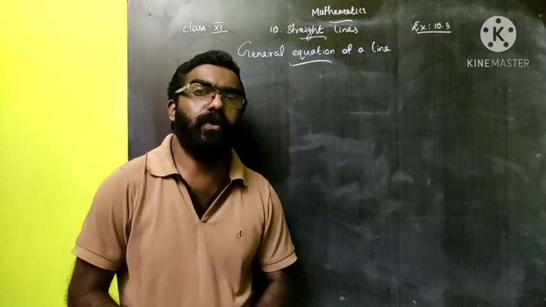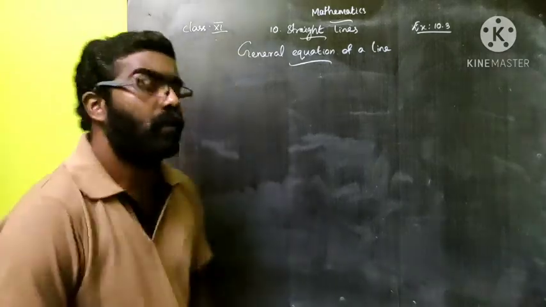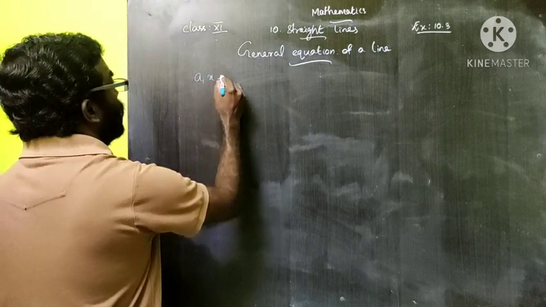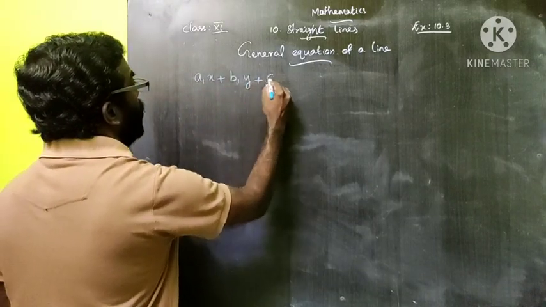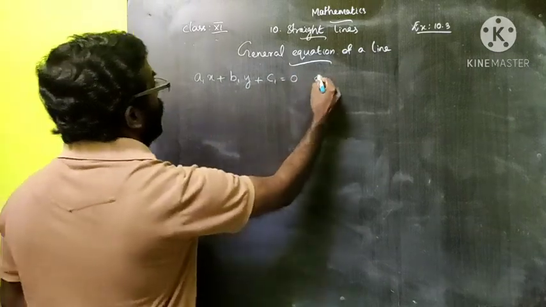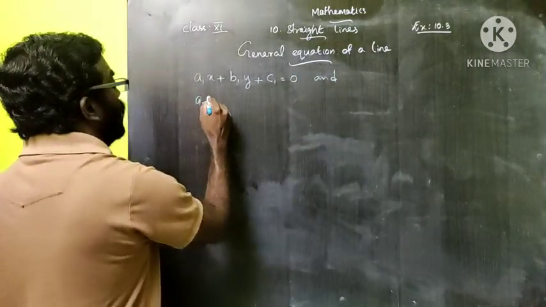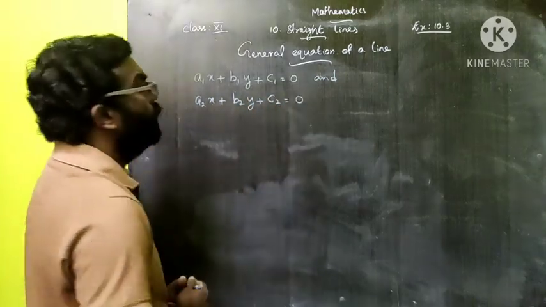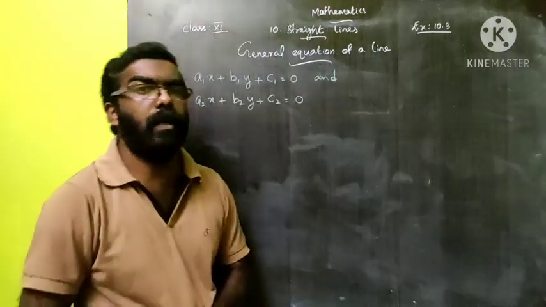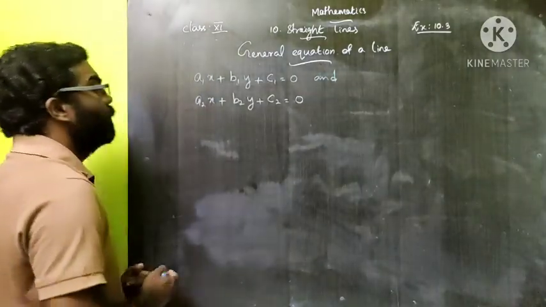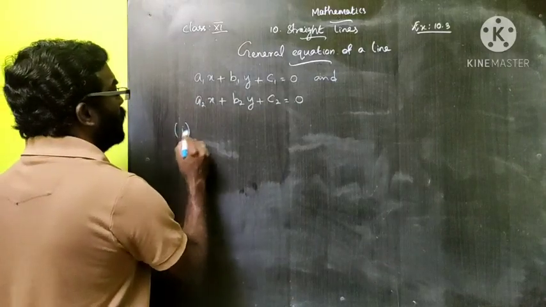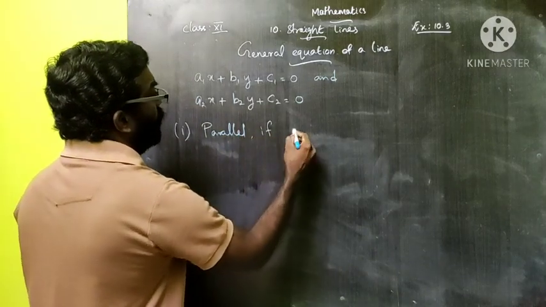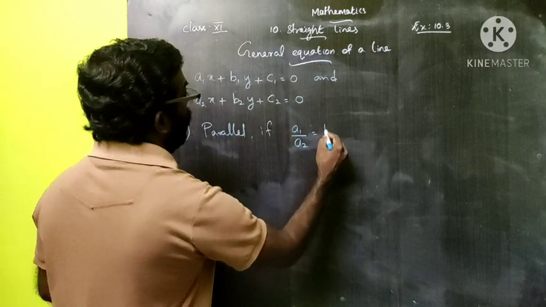Next is the condition of two lines to be parallel or perpendicular. Okay, we can consider two lines, A1x plus B1y plus C1 is equal to 0, and A2x plus B2y plus C2 is equal to 0. Let these be the general equations of two lines. Then the two lines are parallel if a1 by a2 is equal to b1 by b2.